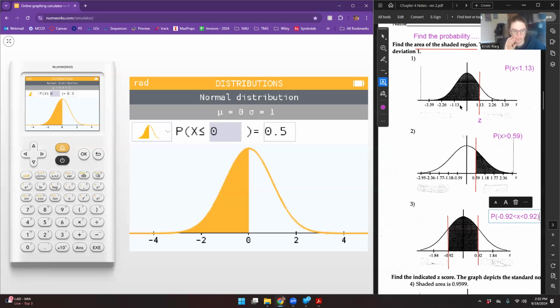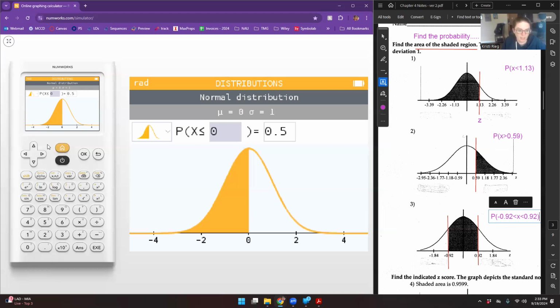And to be honest, you saw me drawing those or equal to's in the last video when they mattered. So if they don't matter, I'm not going to draw them. Okay, first one, probability that x is less than or equal to 1.13. So I already have that set up.